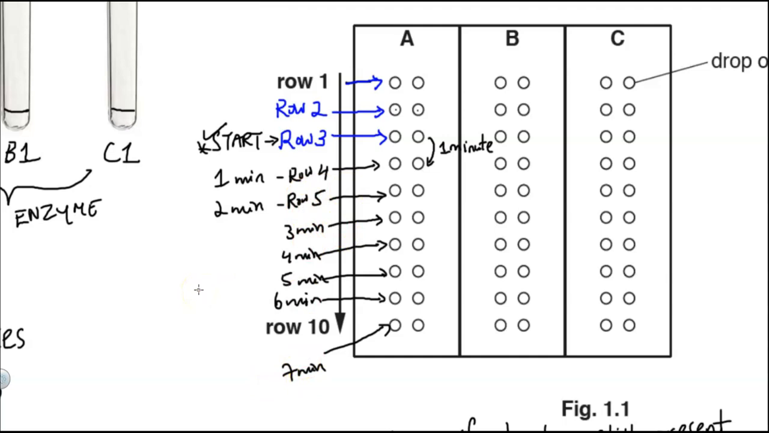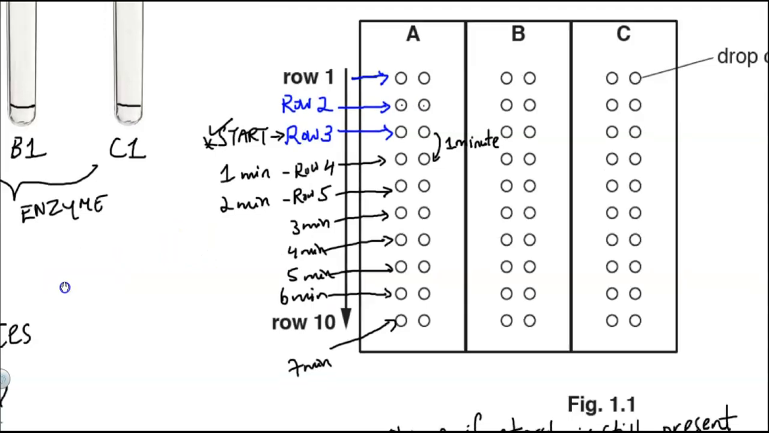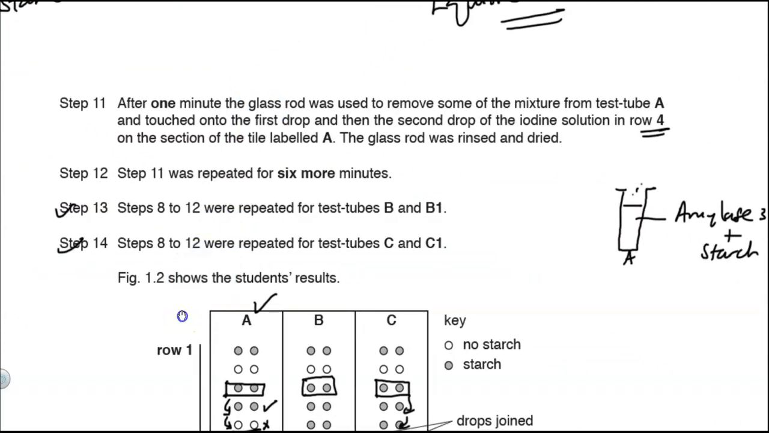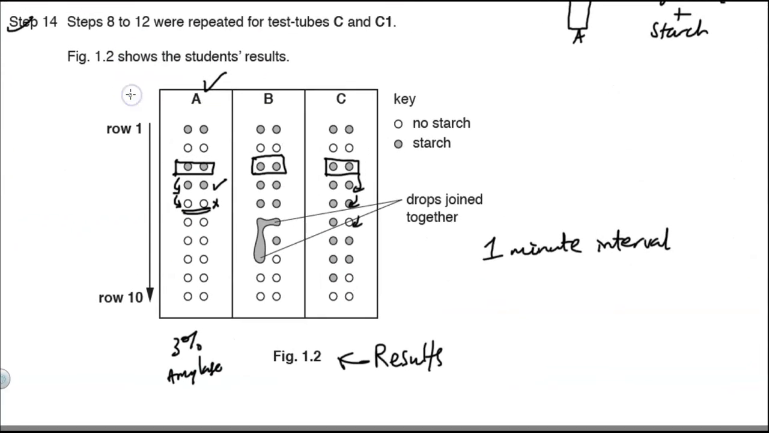So we're going to basically observe whether starch is present in that tube at these different stages. That is, after 2 minutes, do we still have starch? After 3 minutes, do we still have starch, etc. And guess what? In your ATP, they have given you the results. So the result is in figure 1.2.